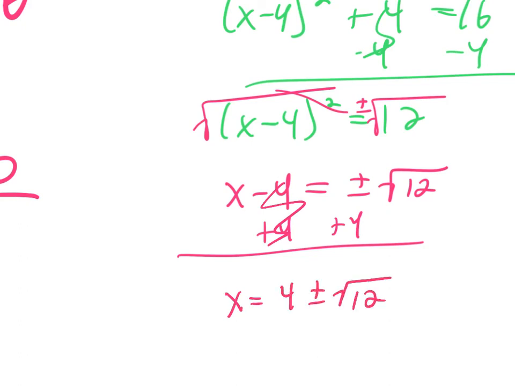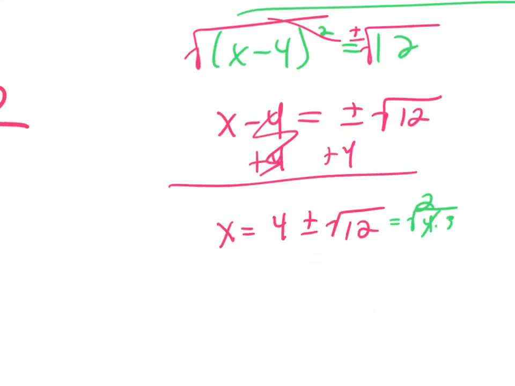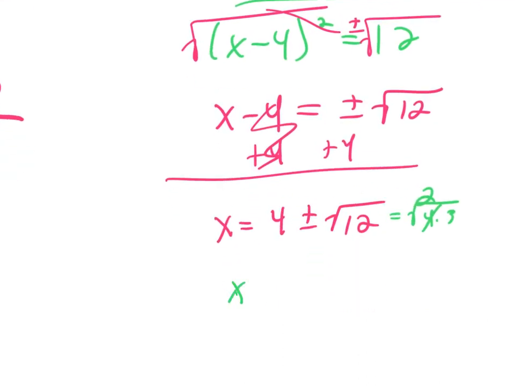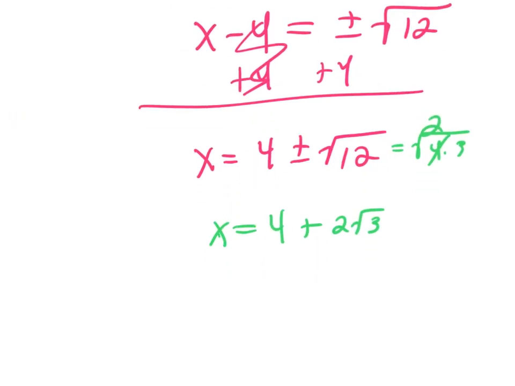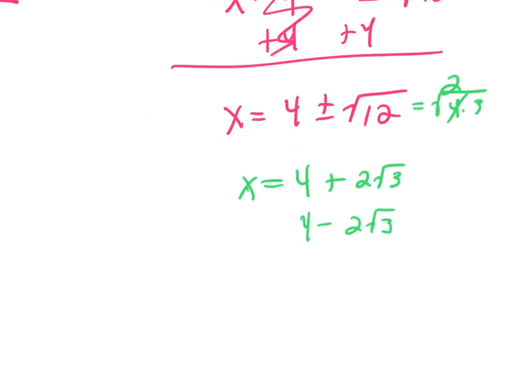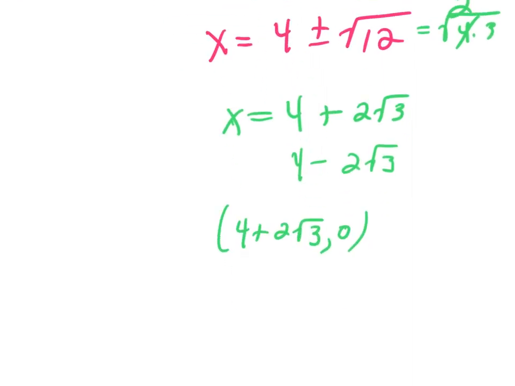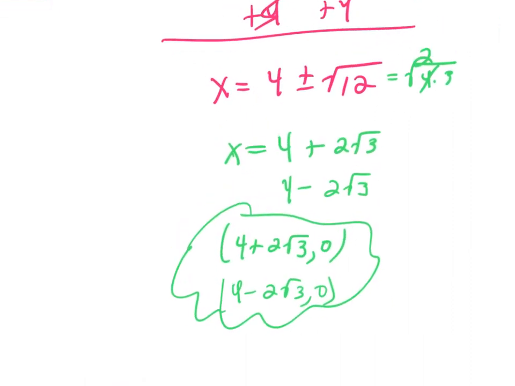Now, to simplify, root 12 is the same as root 4 times 3, so it would be 2 root 3. So you have 2 intercepts here. You have one at 4 plus 2 root 3, and you have one at 4 minus 2 root 3. Just an irrational number, not great. If you were going to write it as an intercept, it would be 4 plus 2 root 3, comma 0, and 4 minus 2 root 3, comma 0. And there's your x-intercept. So there you go.